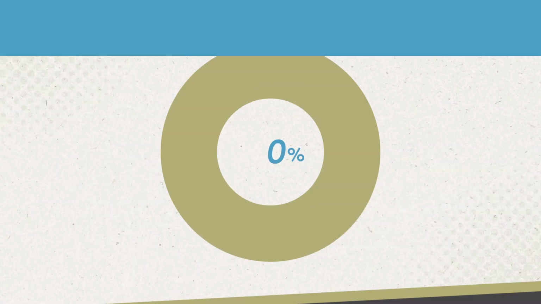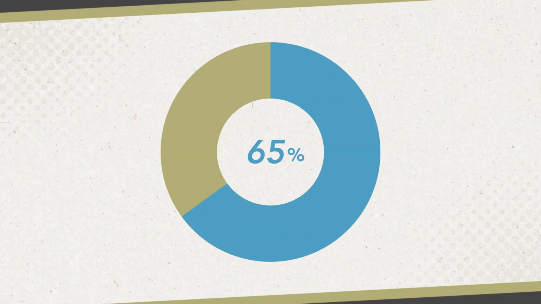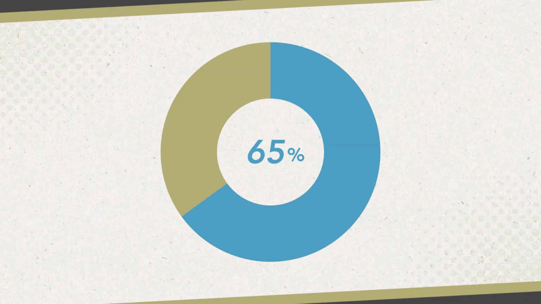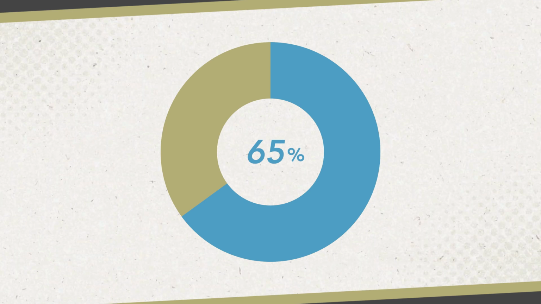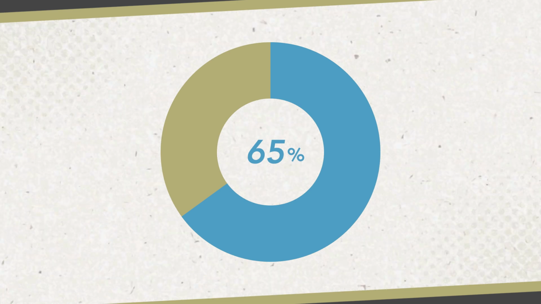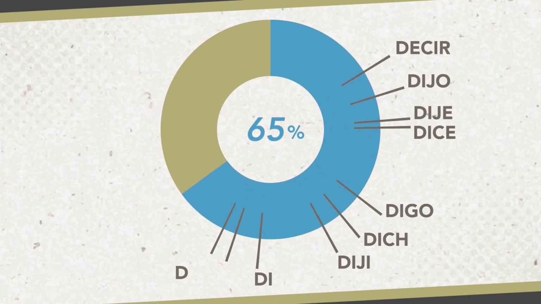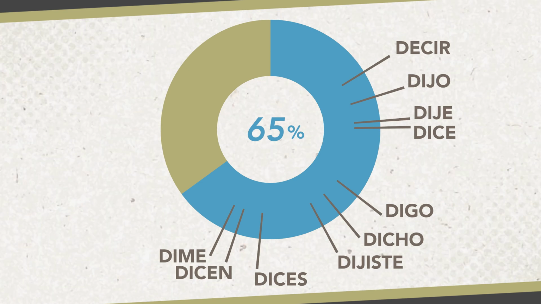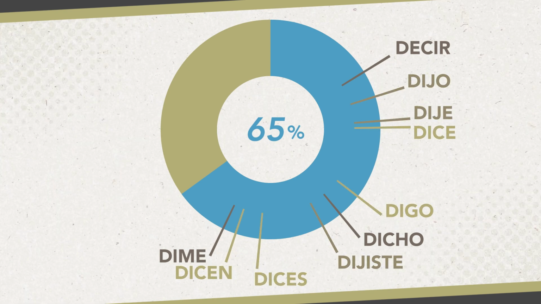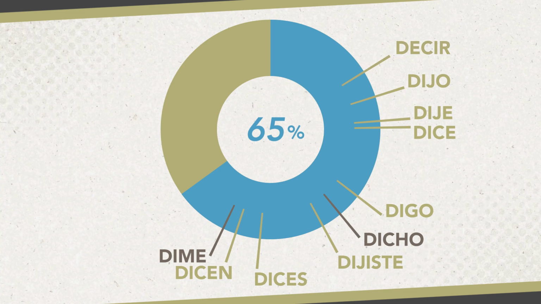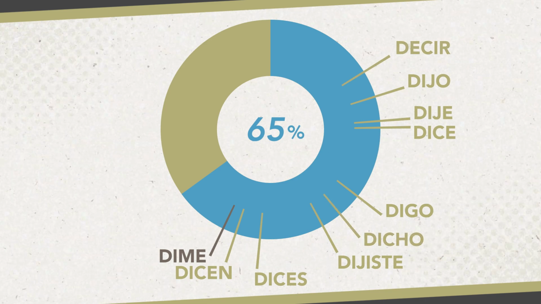Let's start with just a list of the top 10 forms of decir. We chose these words based on a frequency analysis of Spanish spoken by native Spanish speakers. According to this analysis, there are 500 words that make up over 65% of all words spoken in Spanish. And that list of 500 words includes only 10 forms of decir. Those forms include 4 present tense forms, 3 past tense forms, the infinitive, the participle, and an imperative.